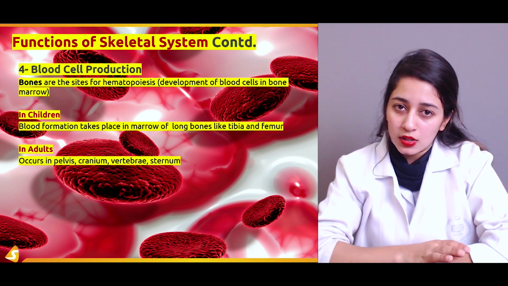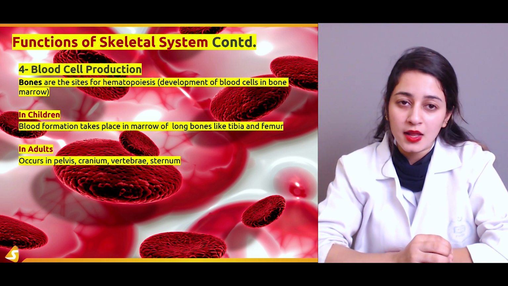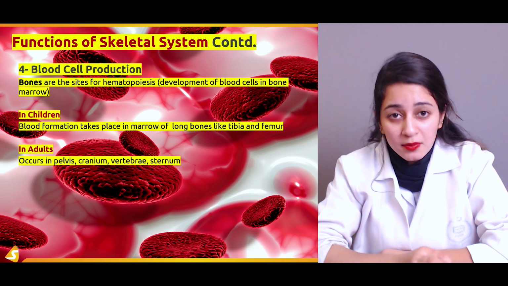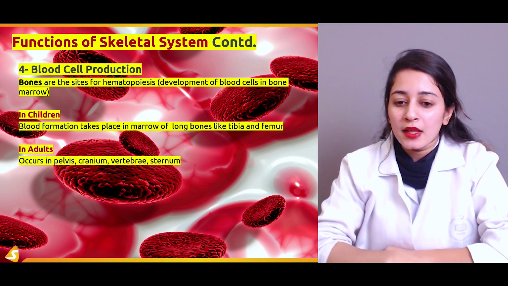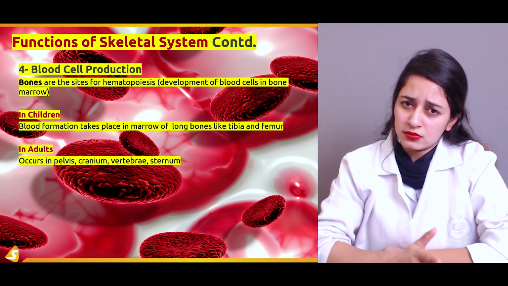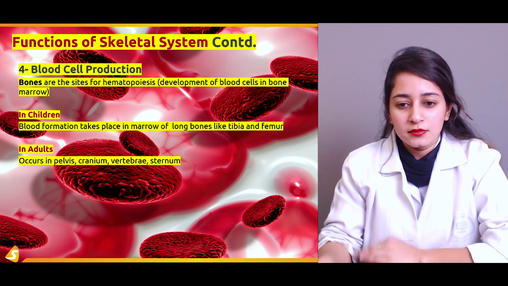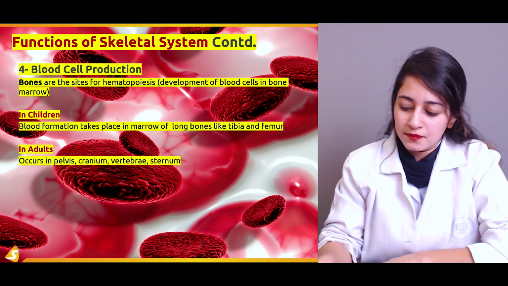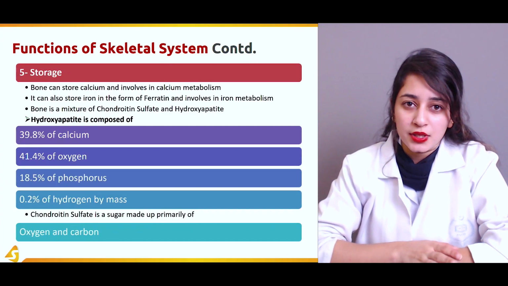As children are small, they need a large amount of blood, for a large amount of activities to do. So their blood is formed in bones like femur and tibia. And in adults it occurs in pelvis, cranium, vertebra, sternum. So it varies in different people. We are done with the blood cell production. Okay, the fifth function is storage.